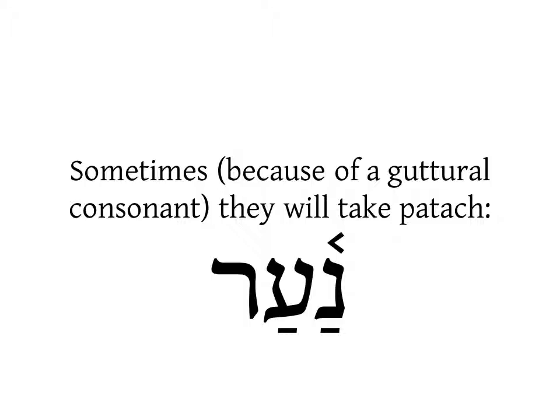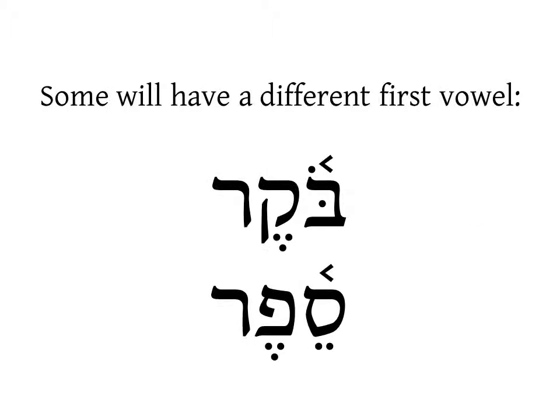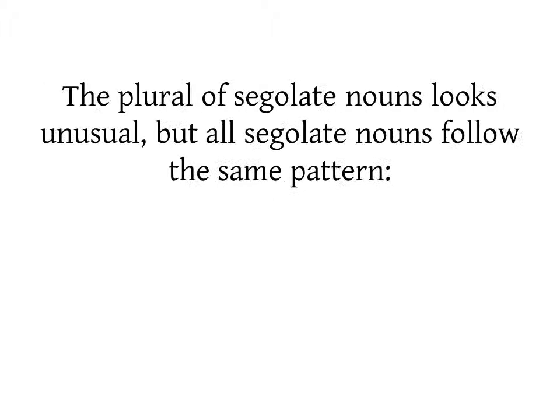Sometimes, because of a guttural consonant, they will take patach instead of segol. Na'ar, for instance. Some will have a different first vowel. Boker has a cholam, sefer has a tsere. But all of these are accented on the first of two syllables.